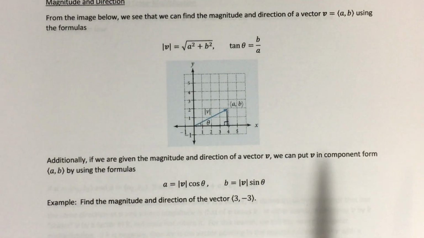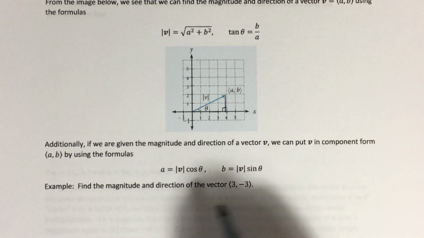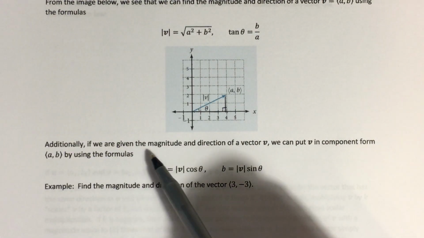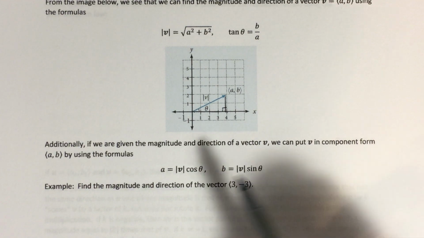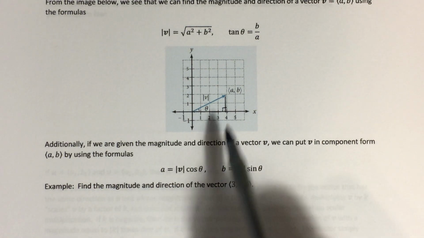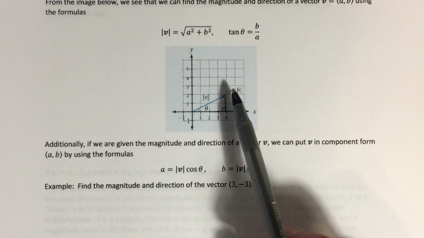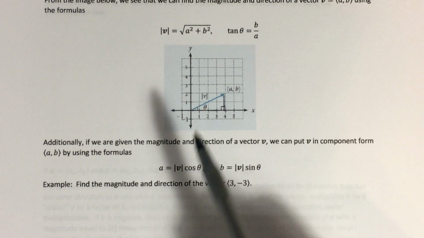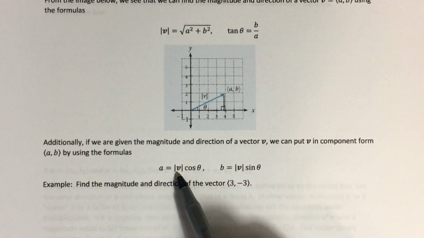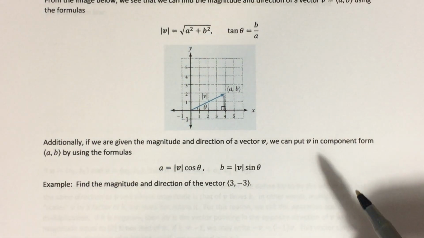Similarly, just like how we derived those conversion formulas between polar and rectangular, if I'm going the other direction, for example, if I'm given the magnitude and direction of a vector, then I can put v in component form using these formulas. The horizontal component, which again would be the same thing as the x-coordinate of my terminal point if this is in standard position, is going to be magnitude of v times cosine of theta. Similarly, b would be magnitude of v times sine of theta.